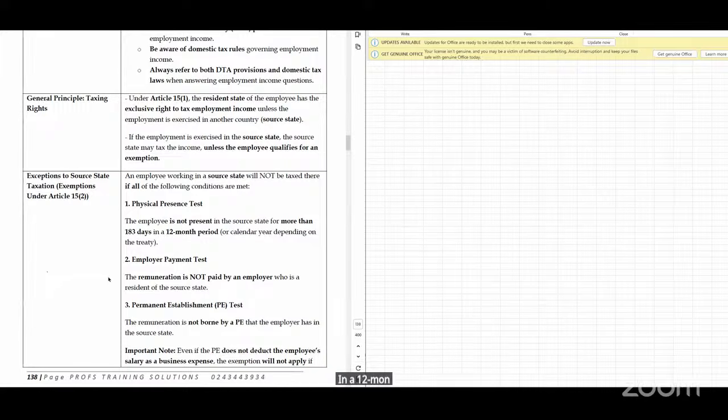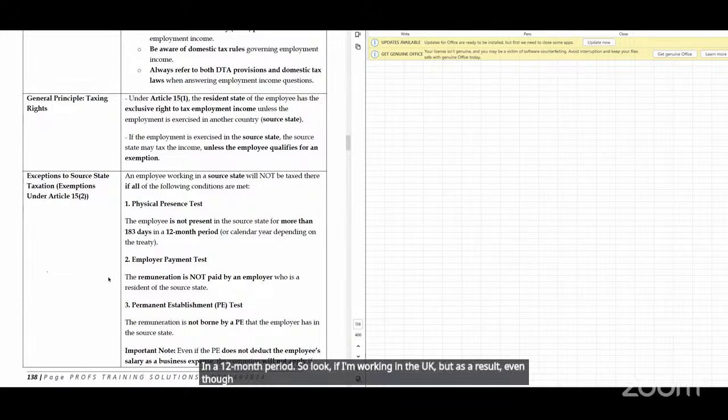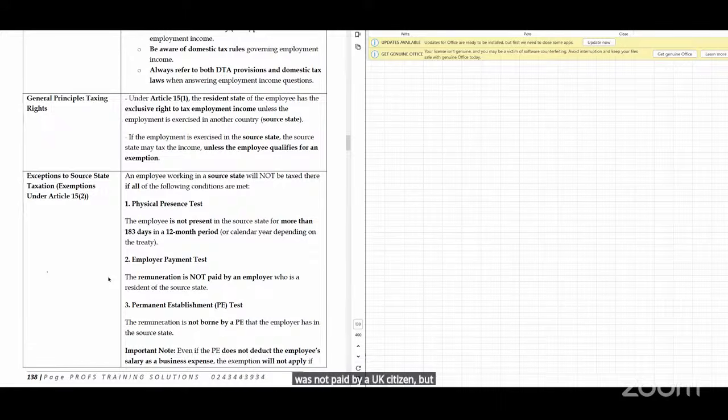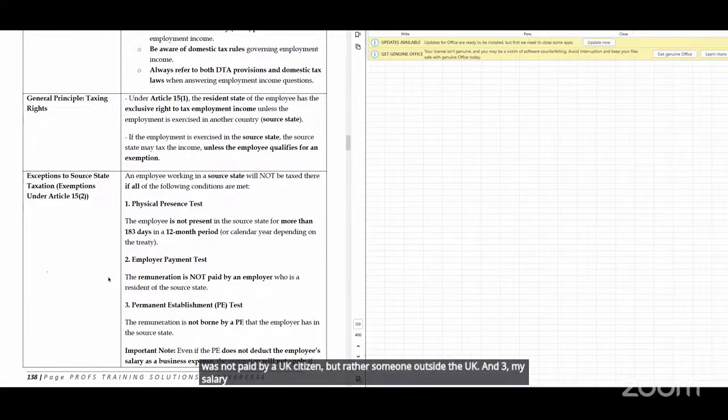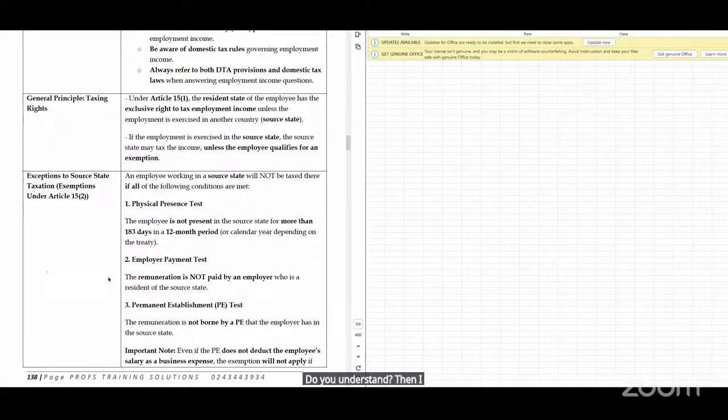So look, if I'm working in the UK, but even though I'm working in the UK, I didn't stay in the UK for 183 days or more, it means I stayed somewhere else. That somewhere else must tax me. Two, the remuneration, that's the salary, was not paid by a UK resident, but rather someone outside the UK. And three, my salary was not borne by any branch or office or PE in the UK. Do you understand? Then I can't be taxed in the UK because there's no nexus in the UK. Does it make sense?